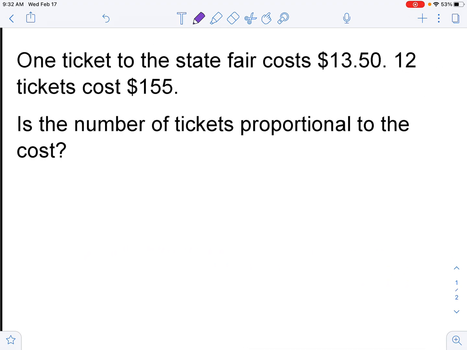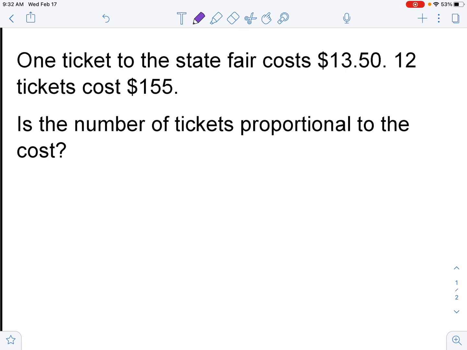This problem says 1 ticket to the state fair costs $13.50. 12 tickets cost $155. Is the number of tickets proportional to the cost? So we're figuring out if these two are proportional. So a couple different ways we can do that. We could set up a table, or we can find the unit rate of both. So why don't we do that?